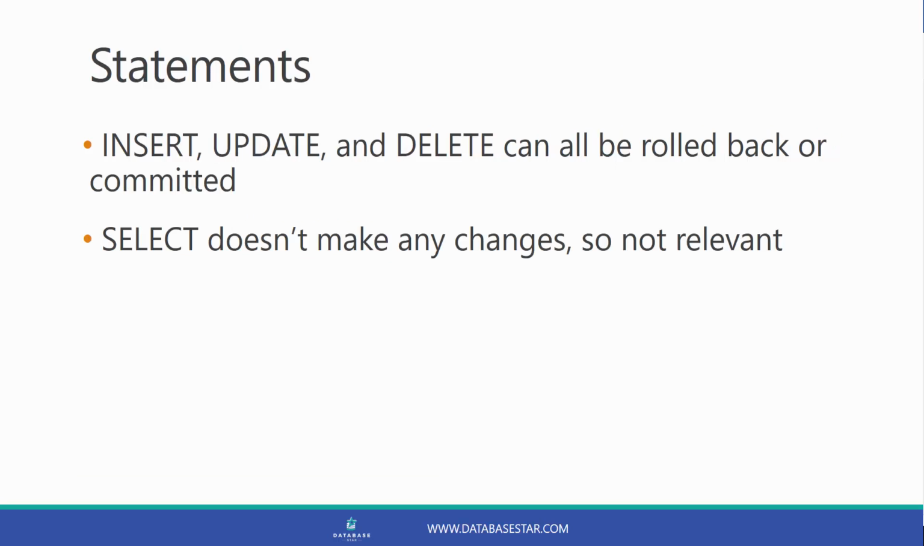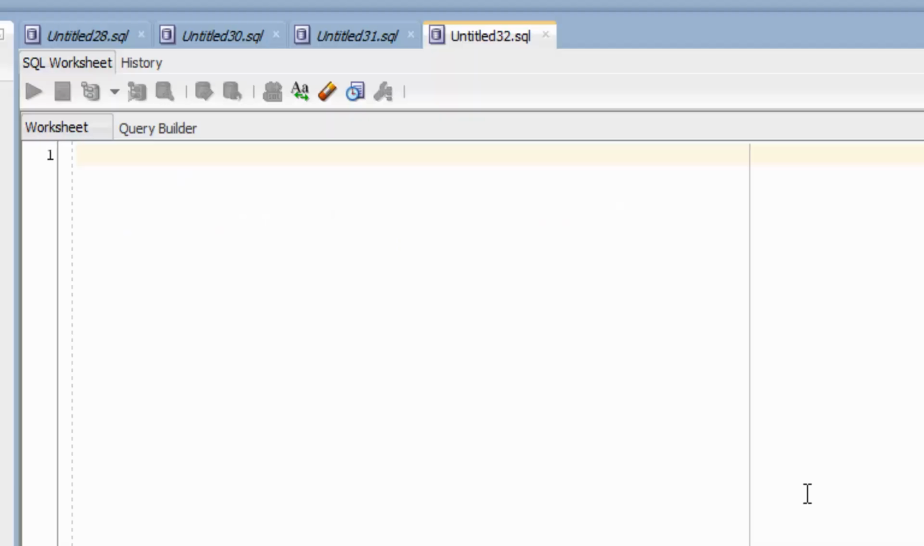The insert, update, and delete statements can all be rolled back by using the rollback command, or saved using commit. The select statement does not make any changes, so you don't need to commit or roll back. Let's have a look at an example of this.